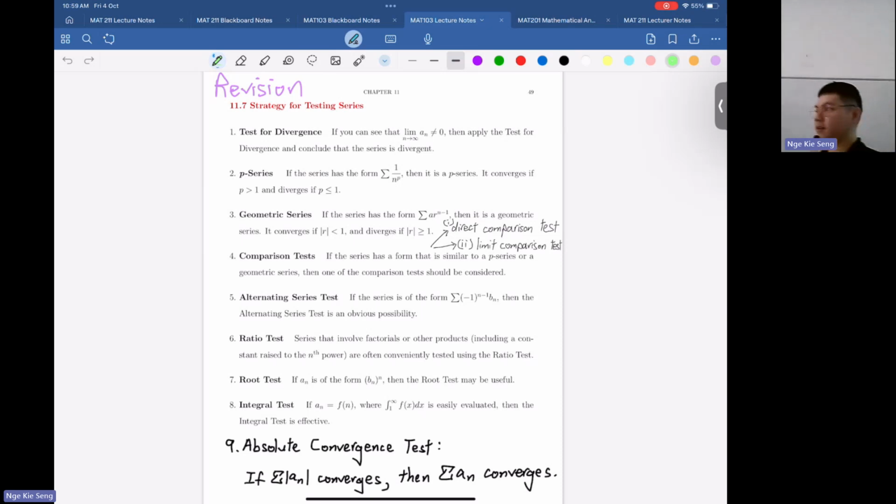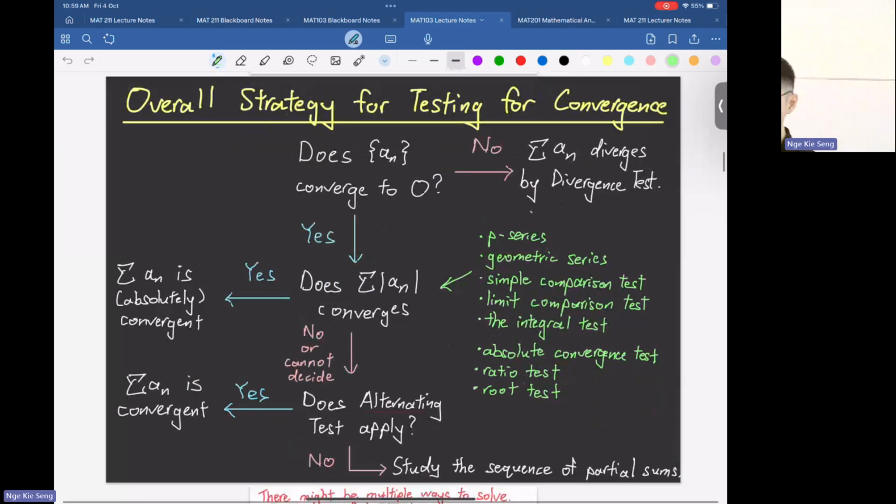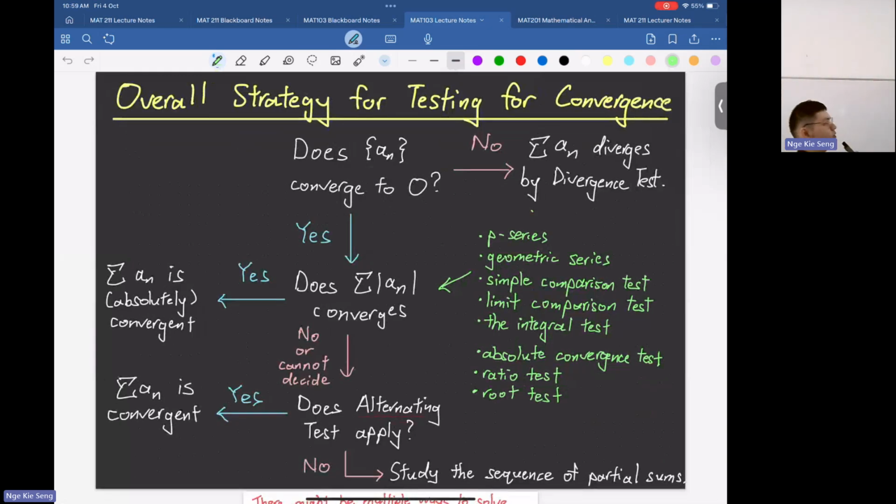And then, what's the strategy I can suggest here? Whenever you get a sum of a series of a_n, what do you do? First, use the test for divergence first. If the limit of a_n is not equal to 0, then it diverges already. Throw the series away. If it's equal to 0, not sure. What do you do? Go straight to absolute convergence first.